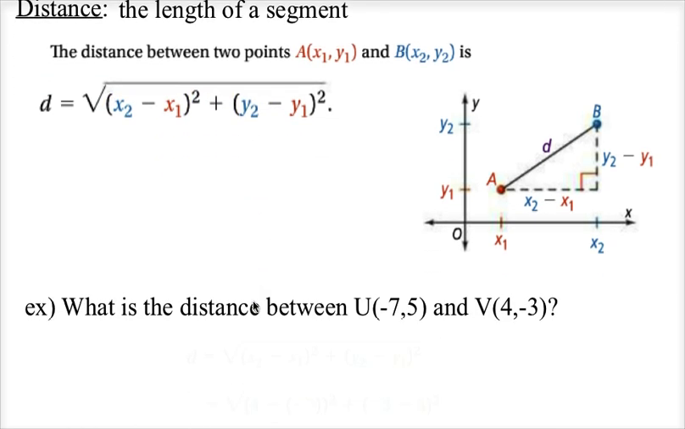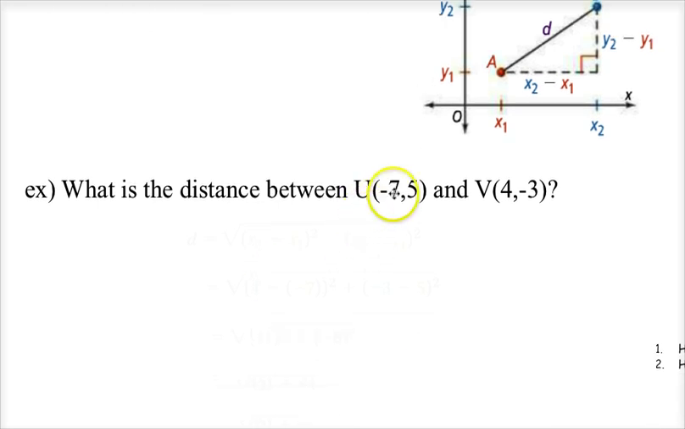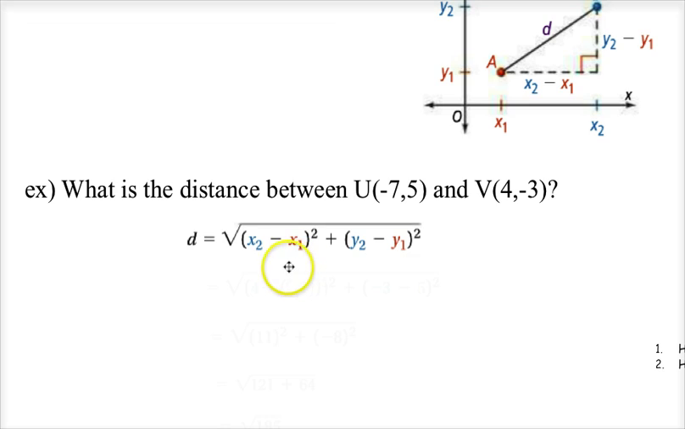Okay, let's try it with a problem. So I want to find what is the distance between u, which is negative 7, 5, and v, which is 4, negative 3. Now if you want to, again, if you want to write x1, y1, x2, y2, you certainly can. Okay, so I start by writing my formula. The distance is the square root of x2 minus x1 squared plus y2 minus y1 squared. So I'm going to take my x coordinates, the negative 7 and the 4, and I'm going to subtract them. So 4 minus negative 7 squared, and then I'm going to take my y coordinates. Now since I started with the 4, that was the first x I started with, you have to start with this y. So it's going to be negative 3 minus 5 squared.